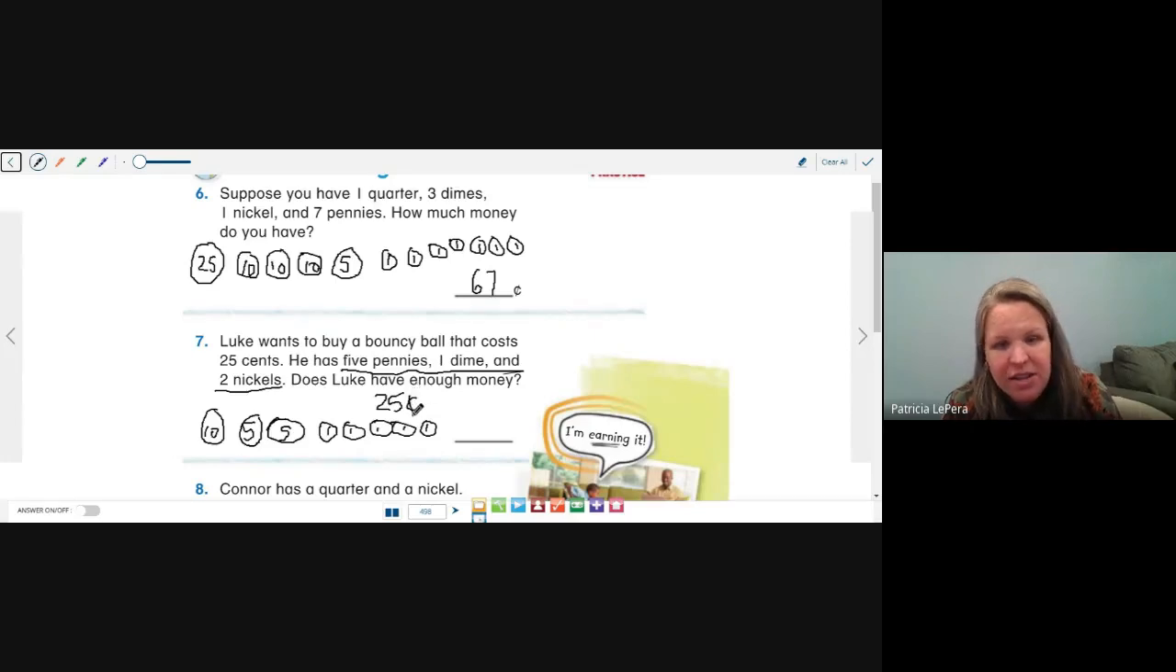We did practice last week finding 25 cents in a different way. So this would be a different way to have 25 cents in your hand. 1 dime, 2 nickels, and 5 pennies. We have 10 plus 5 is 15, plus 5 more is 20, and then 21, 22, 23, 24, 25. So your answer, does Luke have enough money? Your answer is yes, he does.